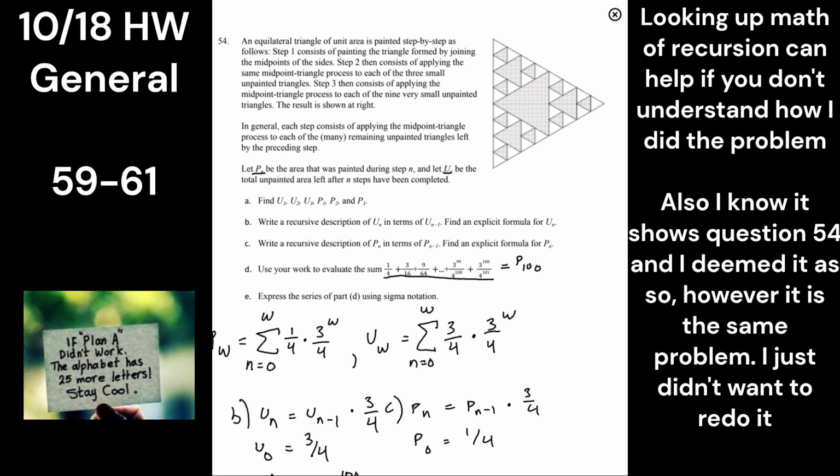And for D, we could solve this. So D equals 1 over 4 times 1 minus 3 over 4 to the 100, over 1 over 4. These cancel. So this is 1 minus 3 over 4 to the 100th.